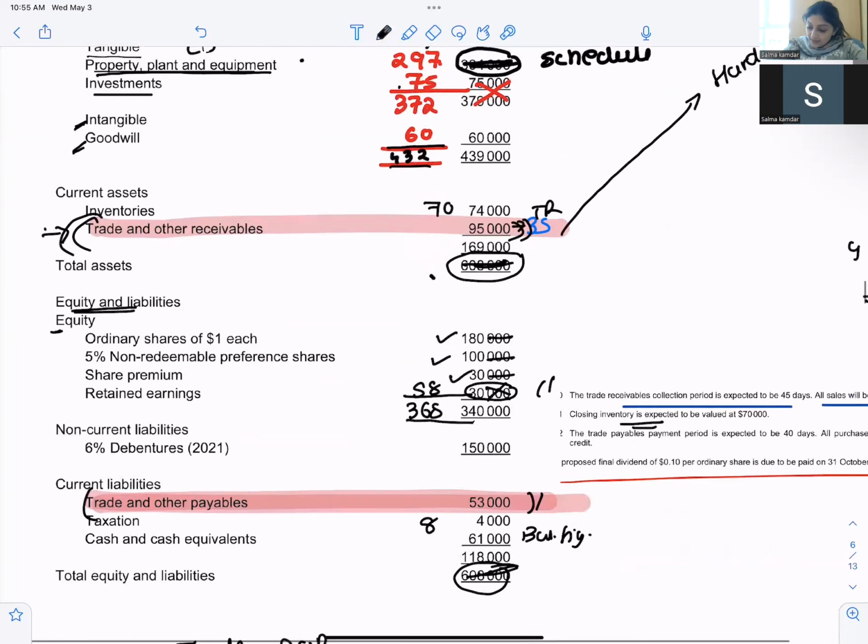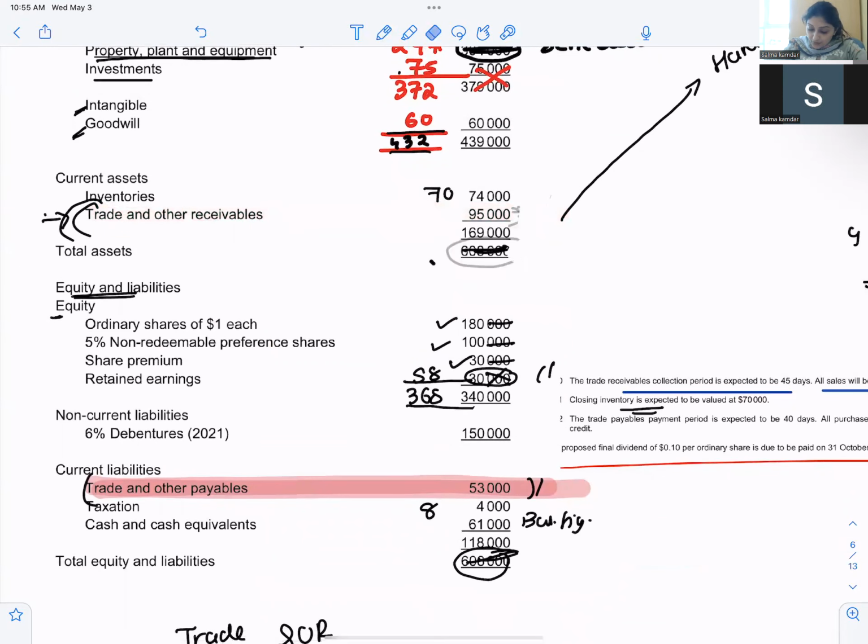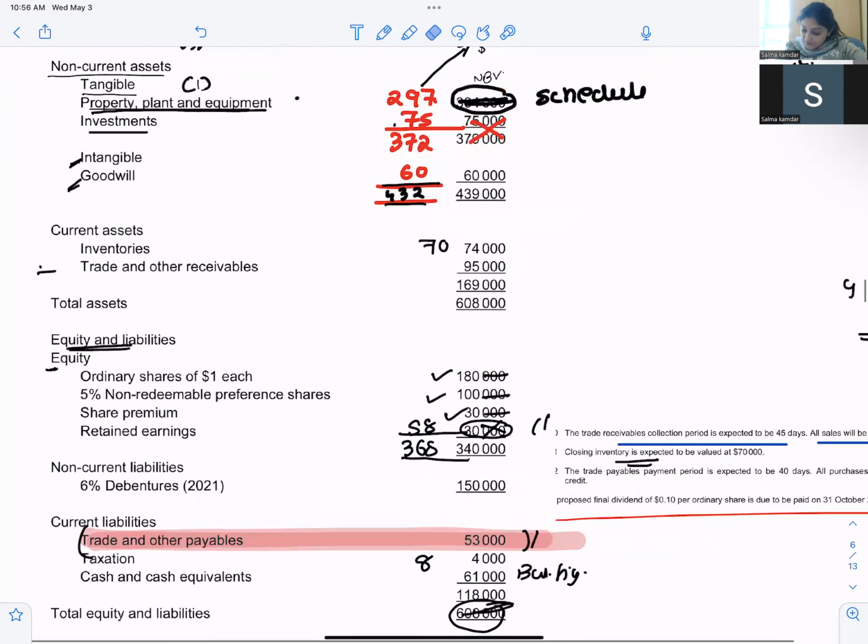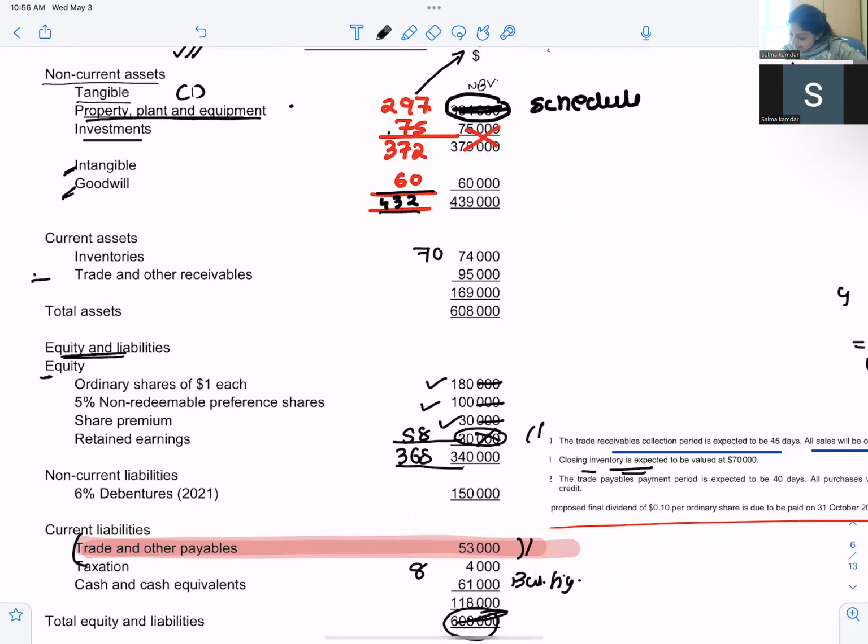After that comes your current assets. For your current assets, you will write inventory. They have given you the value of the inventory, and they said that the closing inventory is expected to be valued at 70,000. So my closing inventory will become 70,000.